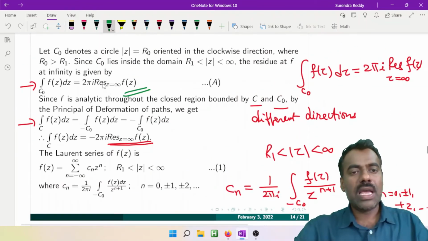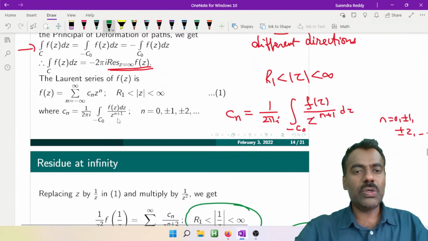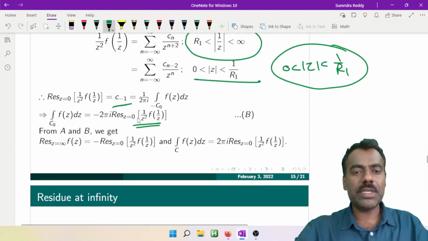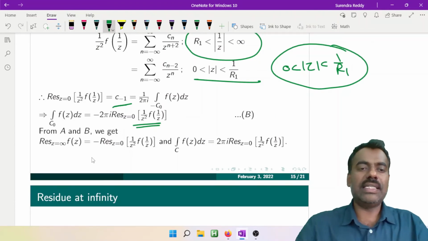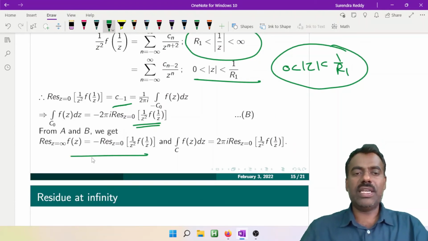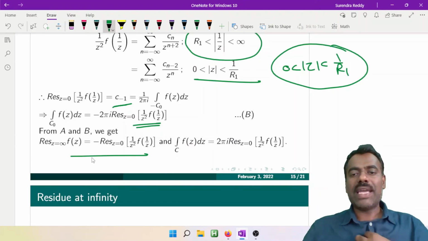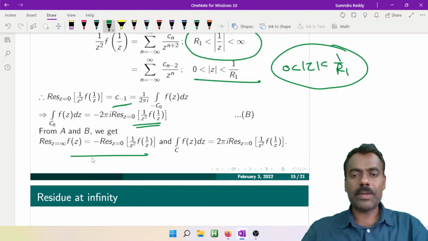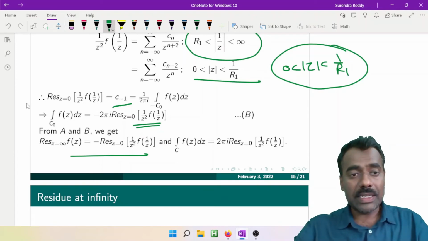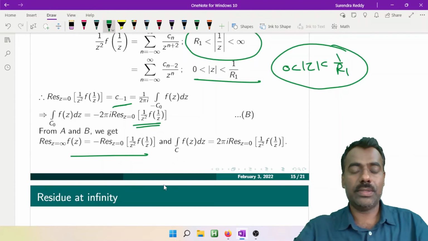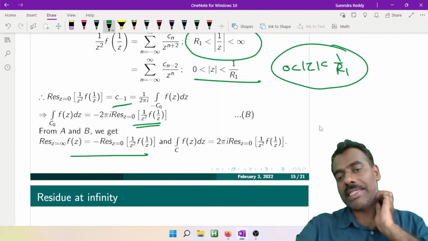That means the residue of f of z at z equal to infinity is minus the residue at z equal to 0 of 1 by z square f of 1 by z. That is this, right? And of course, the integration of f of z is 2 pi i times the residue of this. Okay. Yes. Remember, the integration over C naught and the integration over C are negatives of each other, because the directions are different, right?